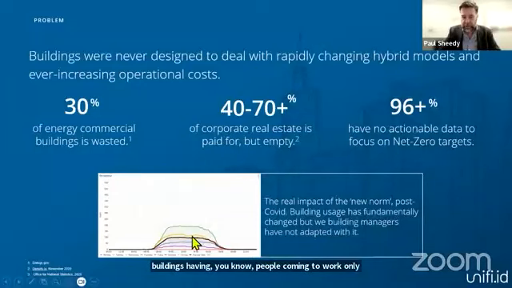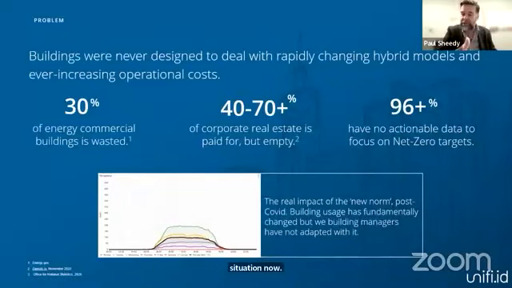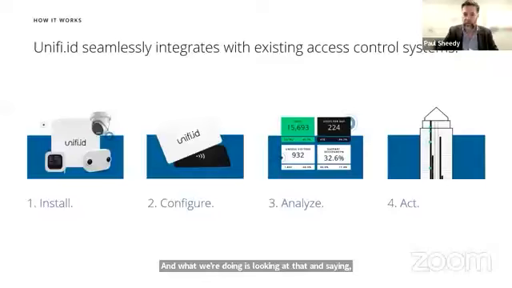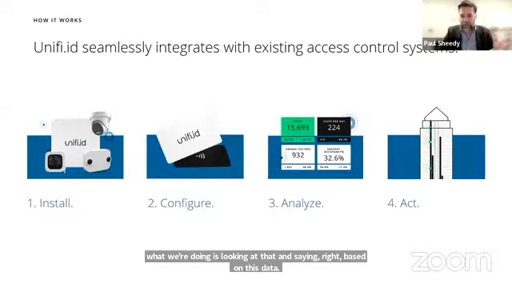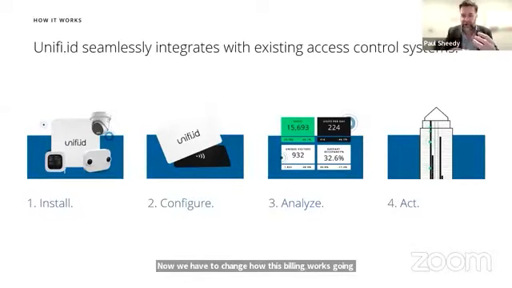And this illustrates really the issue. This is a type of building where before COVID, you had full occupation 5 days a week. This is the situation now. What we're doing is looking at that and saying, right, based on this data, now we have to change how this building works going forward. So we install various sensors, we configure access cards with multiple chips and antennas embedded in them that allows us to analyze the data and act immediately on what needs to happen next.